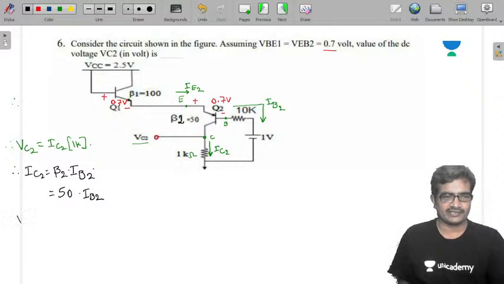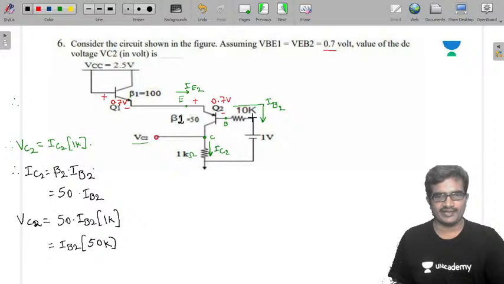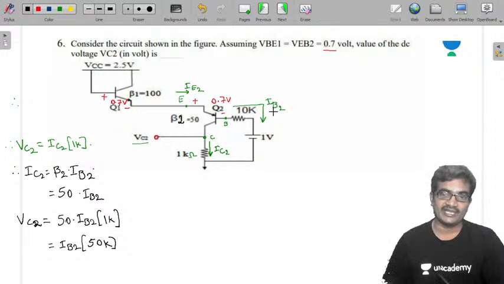Take this one, substitute here. Therefore VC2 is IC2, 50 into IB2 into 1K. Now it is IB2 into 50K. Just to get the value of IB2, substitute here, then you get VC2. To get IB2, we need to apply KVL from supply to ground. Now, which direction do you need to go? That is the problem here.